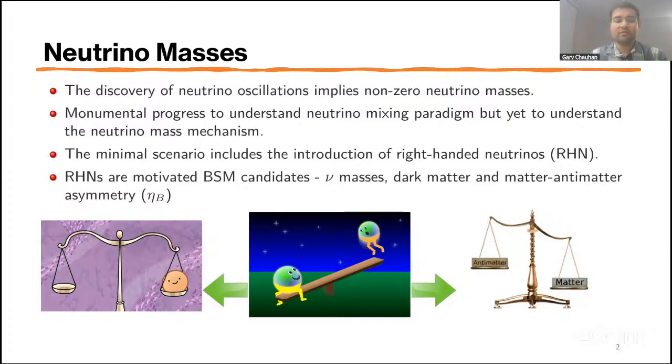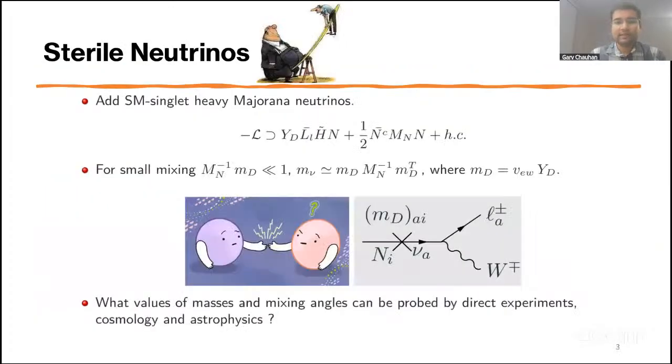The minimal scenario is, just like for any other standard model particle, that you add a right-handed partner to the left-handed species, and then through the Higgs mechanism, you can have the masses. These right-handed neutrinos are a motivated class of BSM candidates. You can have neutrino masses in some parameter space. They can also be dark matter, and they can also produce the matter-antimatter asymmetry of the universe through a process called leptogenesis.